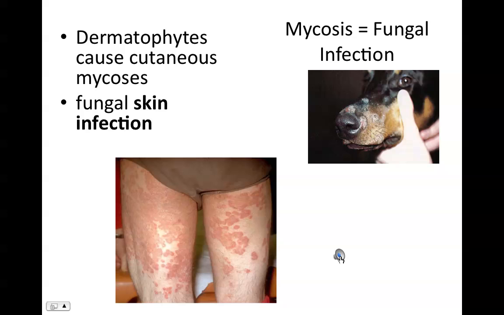Now, the dermatophytes, which are the molds, cause cutaneous mycoses, or fungal infections of the skin. We can see these illustrated on the legs of the individual in the lower image, and on the poor little doggy's nose, where the little patches that we see on his nose are patches of molds growing in his skin.